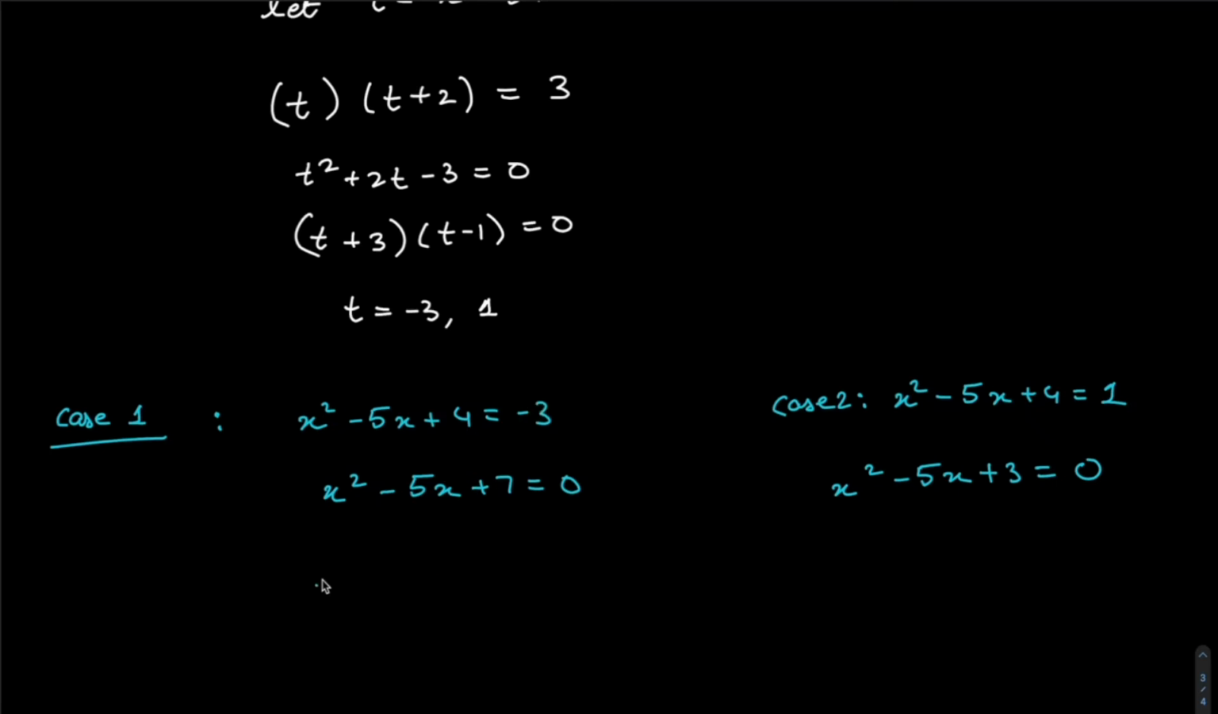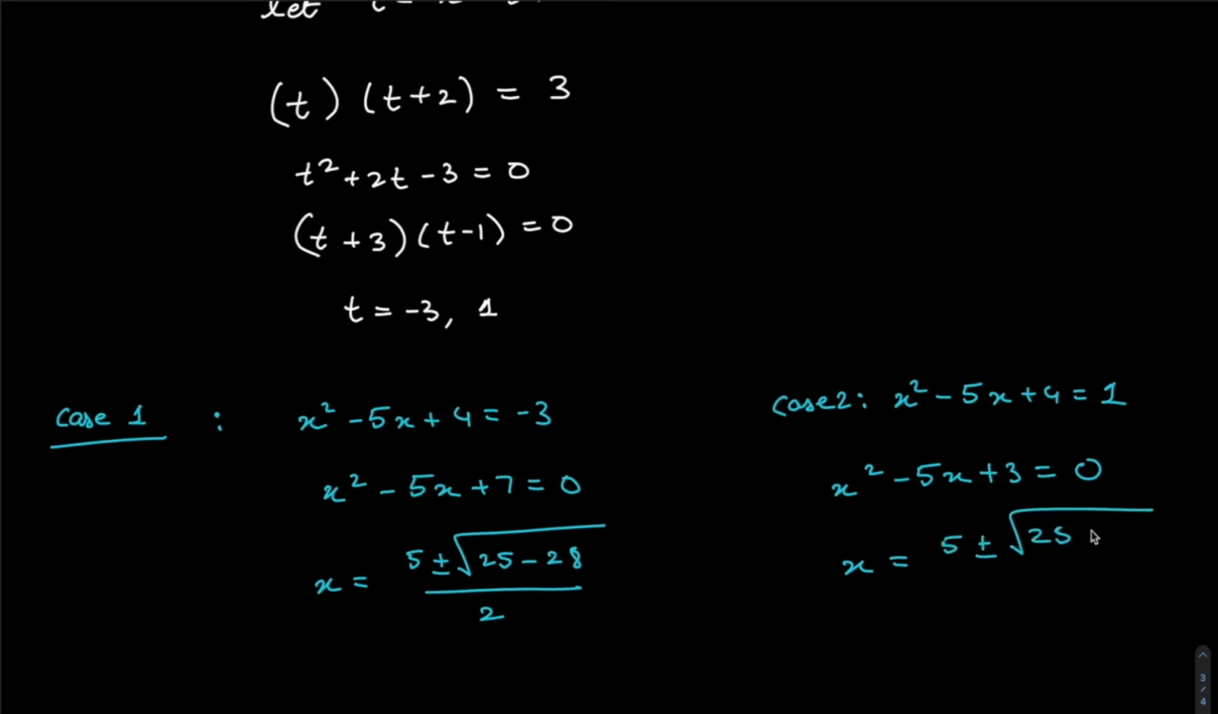When I use my quadratic formula, I have x is equal to 5 plus or minus the square root of 25 minus 28, all upon 2. Here I'm going to have x is equal to 5 again, plus or minus the square root of 25 minus 4 times 1 times 3, which is 12, all upon 2. Now I'm going to stop right here. 25 minus 28 is a negative number, and the square root of a negative number gives me complex numbers.